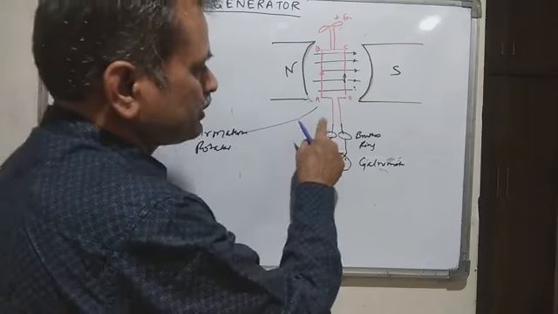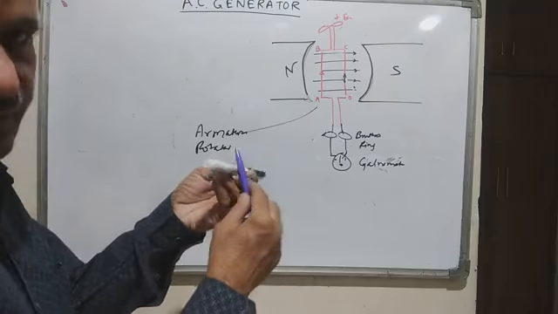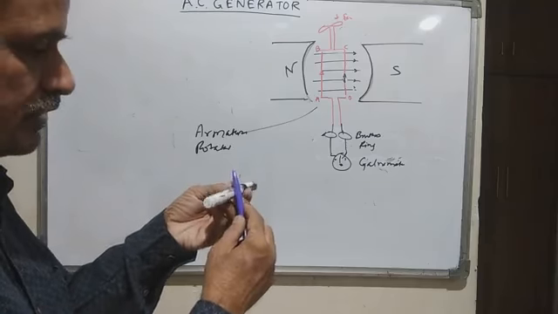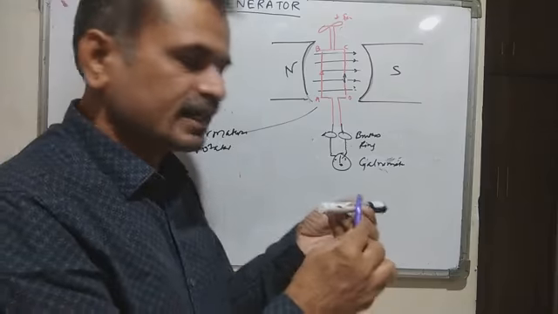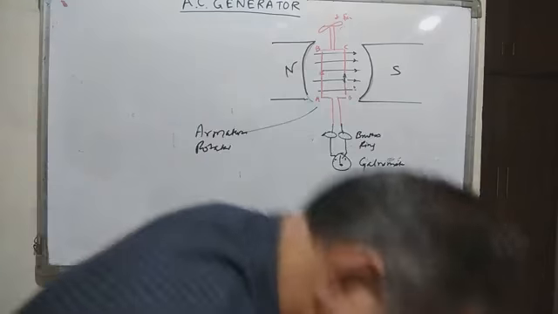There are two terminals of the coil, and there will be two brushes which are used to keep the contact closed continuously. Because in case I connect this directly, it will rotate and the contact will break, so you won't get the AC supply.